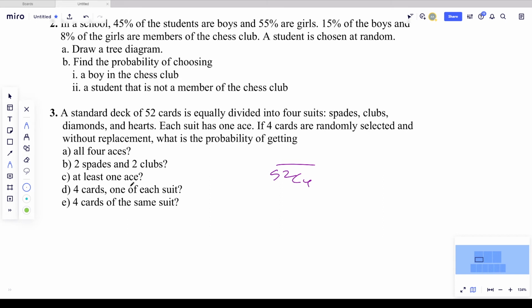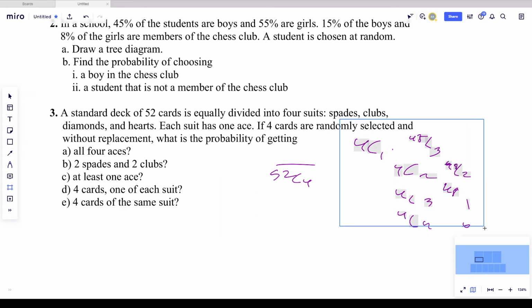For the next one, at least one ace, you can do the complement. Rather than going through 4C1, 4C2, 4C3, 4C4, you want to do 4C1 times whatever is left, so 48C, because you already took 4 aces out. You always want to pick 4. So 1, 3; 2, 2; 3, 1; 4, 0. Rather than doing all of those, because all of those will be at least 1, basically 4C, 4C, and this one will be 48C, 48C.